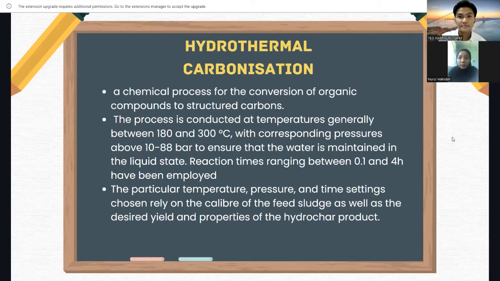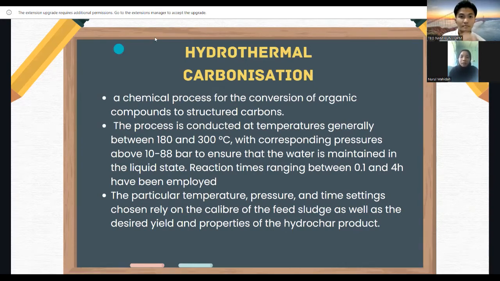I will tell you about hydrothermal carbonization. It is a chemical process for the conversion of organic compounds to structured carbons, conducted at temperatures generally between 118 and 300 Celsius, with corresponding pressure of about 10 to 88 bar to ensure that the water is maintained in the liquid state. Reaction times ranging between 0.1 and 4 hours have been employed. The particular temperature, pressure, and time setting chosen rely on the calibre of the feed sludge, as well as the desired yield and properties of the hydrochar products.